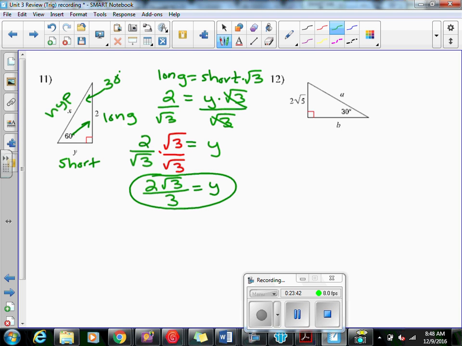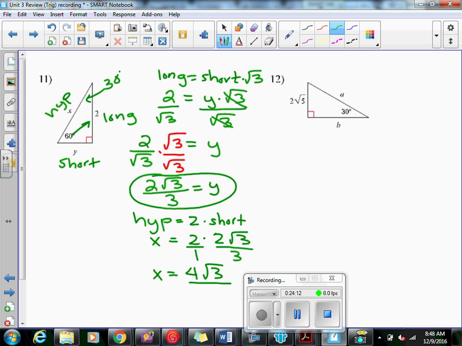So now we're not done. We still have to find the hypotenuse. So you write the formula. The hypotenuse is equal to 2 times the short. And since the hypotenuse is 2 times the short, you're going to substitute in. The hypotenuse in the picture is x. We just found the short leg, and that's 2 times the square root of 3 divided by 3. Now remember, you can put this over 1 if you need to. Multiply straight across the top. You have 4 times the square root of 3. And multiplying across the bottom, 1 times 3 is equal to 3. So now we are done with number 11.